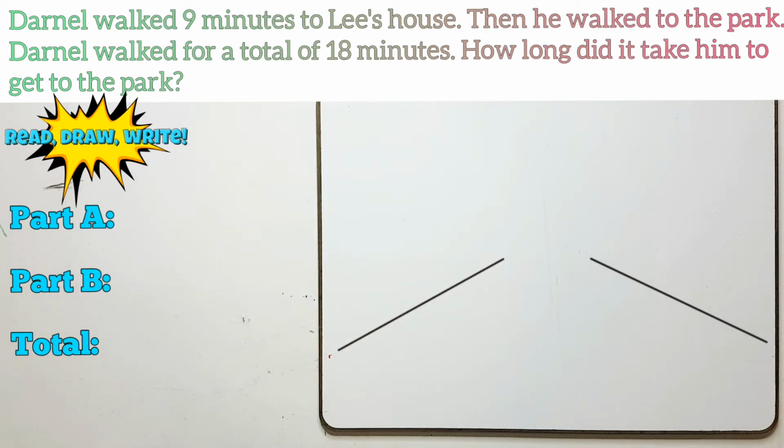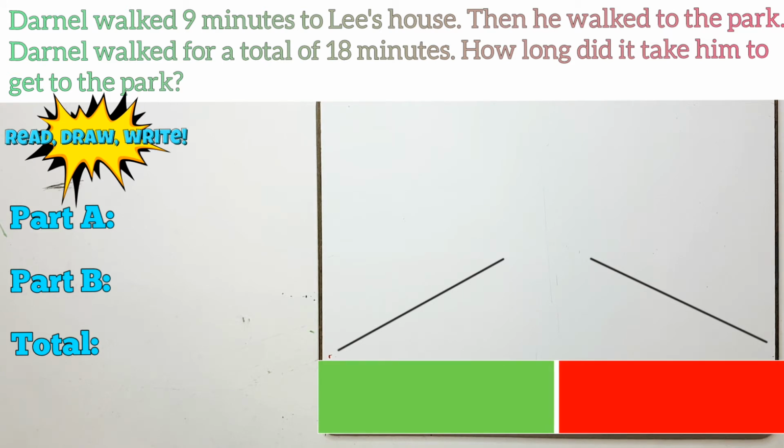Let's start at the beginning. It says that Darnell walked for 9 minutes to Lee's house. That means that, is that my total? No, because he still has to walk to the park. So that's one of my parts. Part A is 9. Then it says, then he walked to the park. Do they tell me for how long? No, they don't. So part B would be my mystery number.